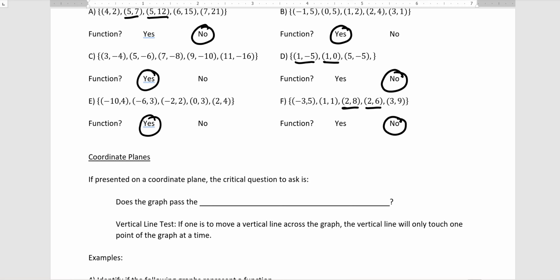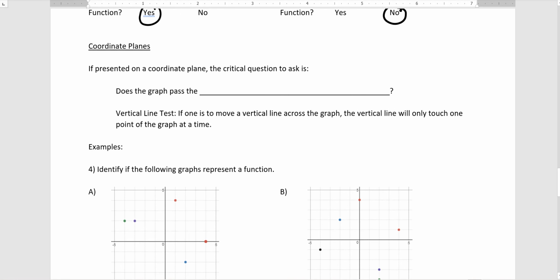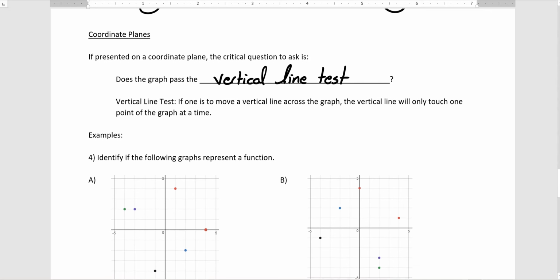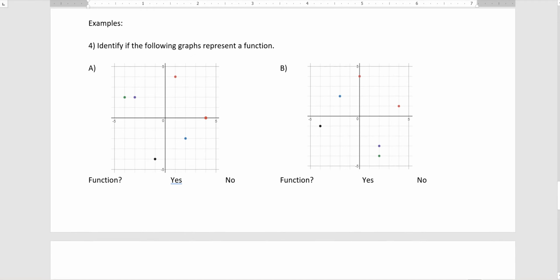All right, that's coordinate points. Let me know if you have any questions about those. Otherwise, let's move on to coordinate planes. And the key question to ask when we're looking at coordinate planes is, does the graph pass the vertical line test? Now, the vertical line test is really quite simple. If I move a vertical line across the graph, the vertical line should only touch one point of the graph at a time. So looking at letter A, imagine taking a vertical line and just sliding it right on across.